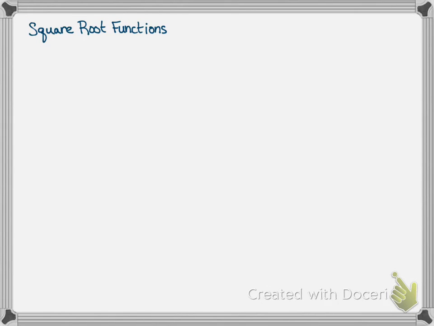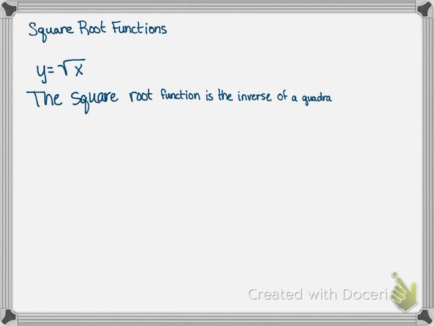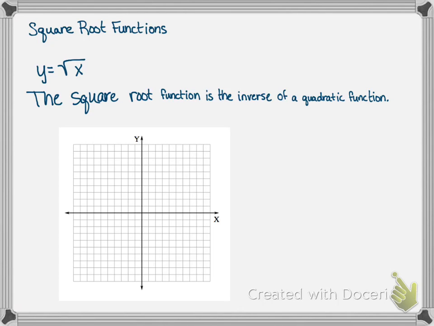Square root functions. So the square root function is y equals the square root of x. And the square root function is an inverse of the quadratic function. So let's look at some graphs. So first let's graph y equals x squared.